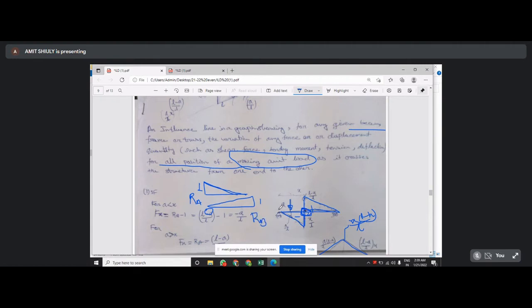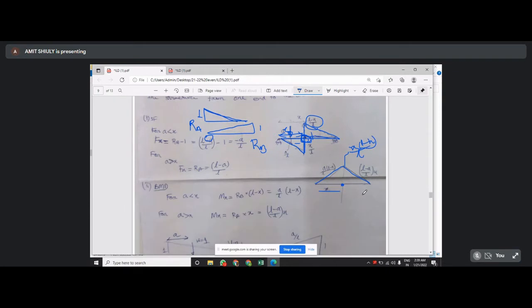This is the shear force at any distance x. What should be the shear force diagram? This will be x by L, and this is L minus x by L. And the bending moment at x will be x into L minus x by L. Naturally, you know. So this is the influence line diagram of RA, of RB, of the shear at any point x distance apart from A, and this is the influence line diagram of the bending moment at distance x. So I think you know this.